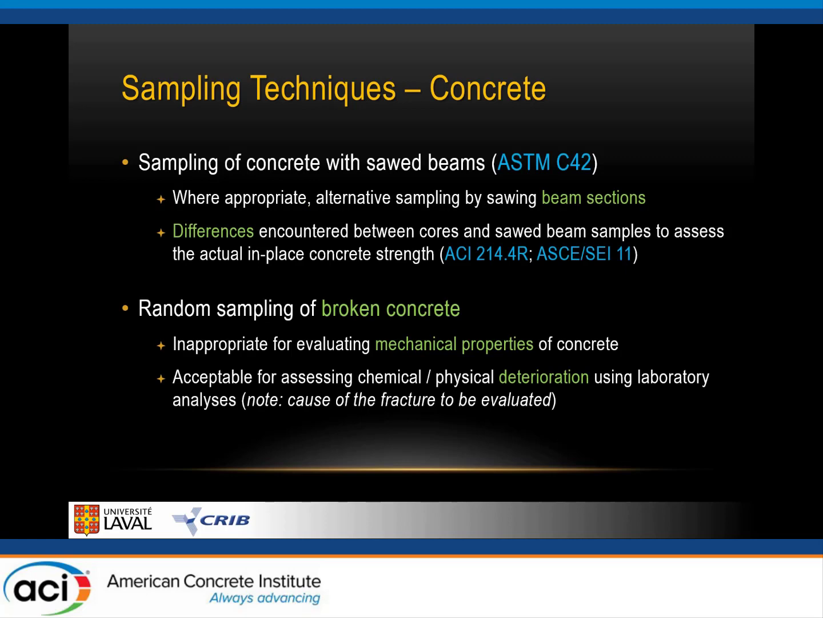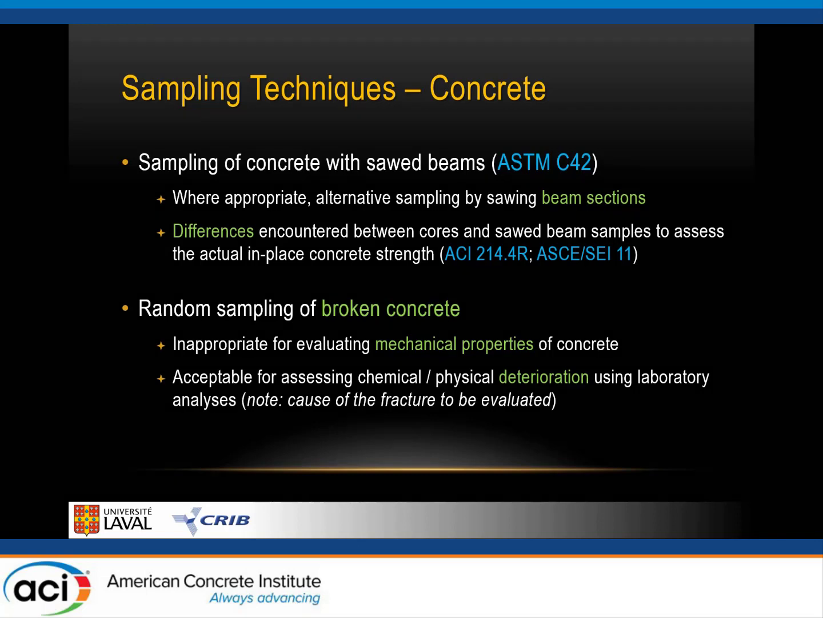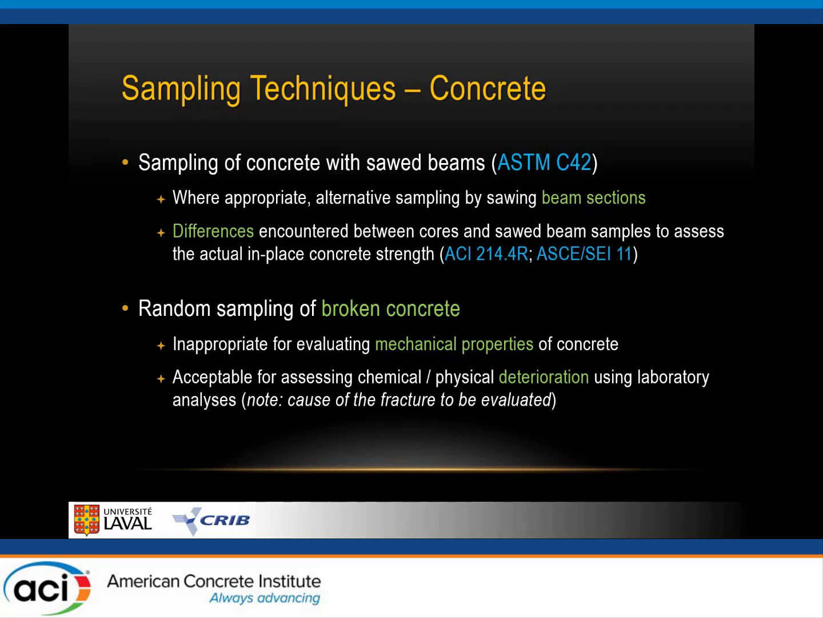In some cases, sawed beams could be used instead of cores, but especially when you have both cores and beams, in order to interpret correctly the different results that you might get, because you'll obviously get different results when it comes to strength evaluation with these different types of samples, it can be interpreted under the guidance of ACI 214 and ACI 311.